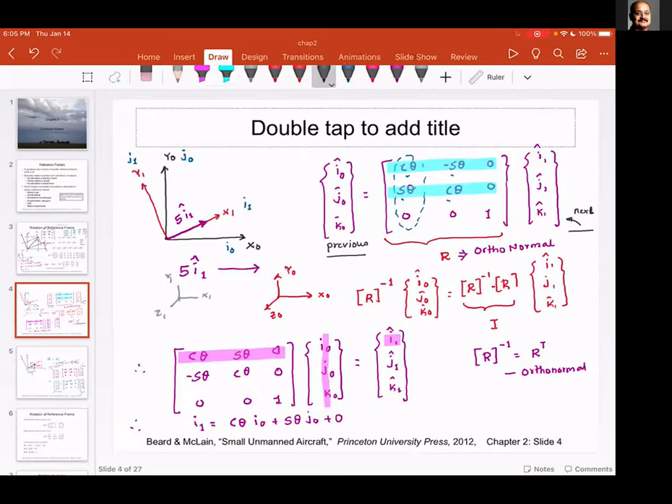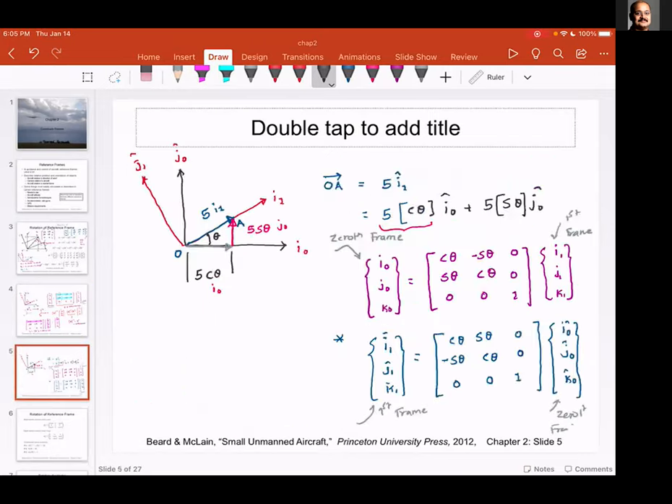However, when we are going to study aircraft or UAVs, the sequence is reversed. And what it means is, going back to what we started talking about in last class, I will quickly review what I said. So we have an initial frame, and I'm going to call this the zeroth frame. And this is my first frame.